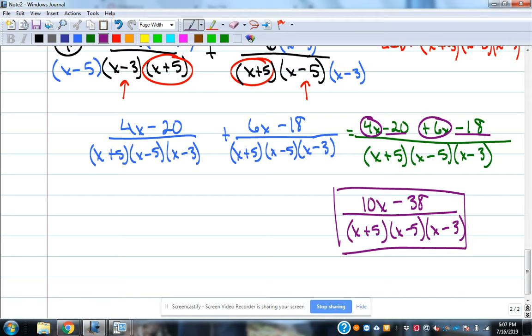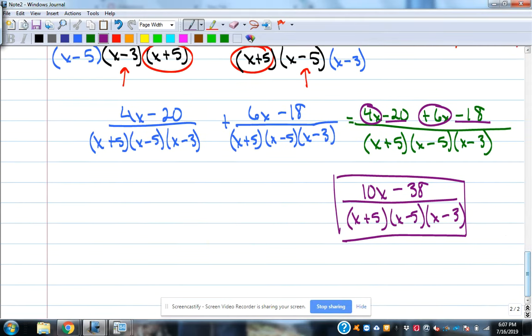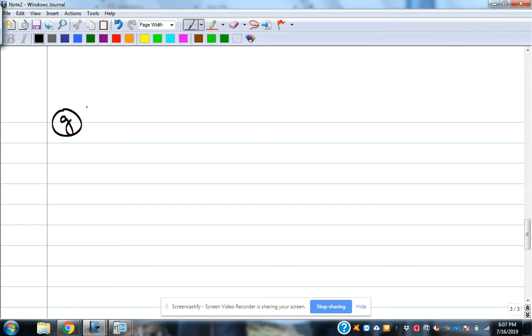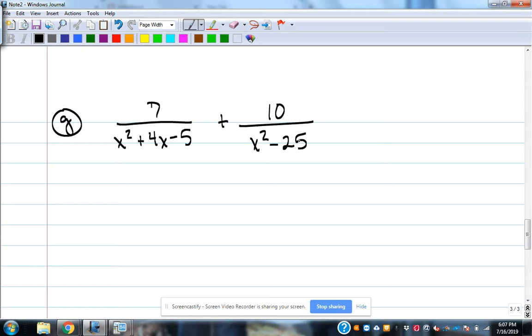Well, let's go to one that's not, where we've got to do the actual factoring ourselves. So let's say we had 7 over x squared plus 4x minus 5 plus 10 over x squared minus 25. All right, so we're going to take each of the denominators and try to factor them.